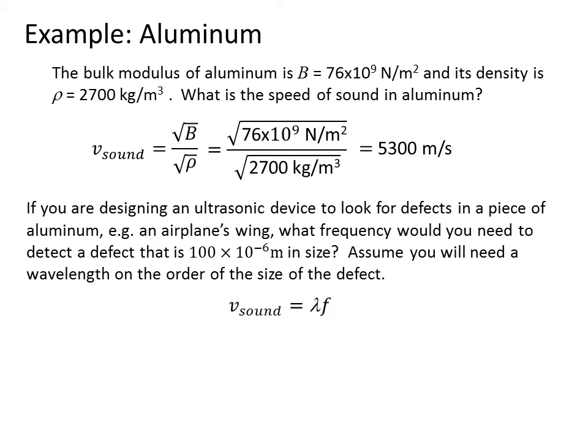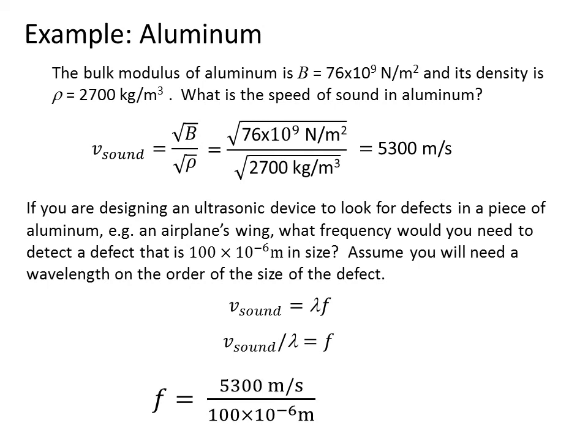V sound is equal to lambda times f. That's true for any wave. So if we rearrange this, the velocity of sound divided by the wavelength is equal to the frequency. So the frequency is 5,300 meters per second divided by the wavelength we desire, 100 times 10 to the minus 6 meters. And that gives us 53 megahertz. So a high frequency in the radio frequency range.